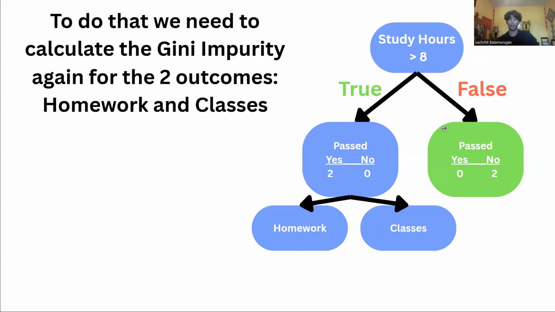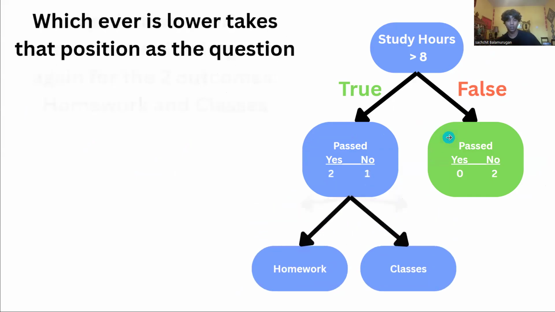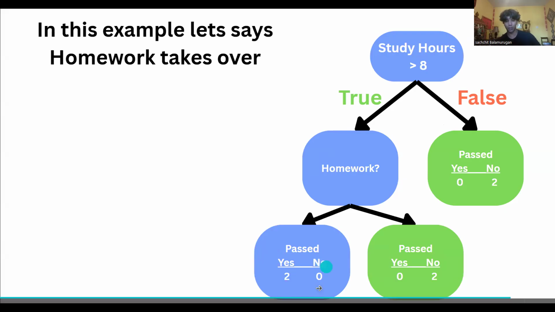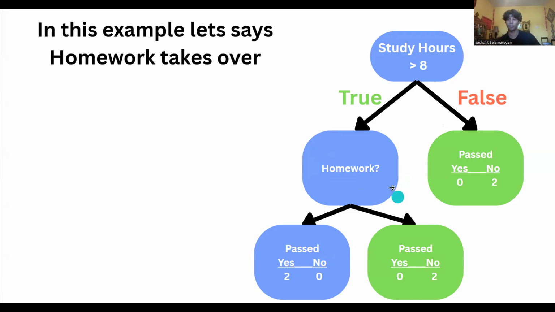To do that, we need to calculate the Gini impurity for the 2 outcomes. Okay, homework and classes. Okay, so we need to calculate them for both. So let's go. Whichever is the lower one, right? Lower Gini impurity takes that. So now we do the same thing for homework and classes. Okay, let's do that. Okay, so we got pass 2, no, and then 0 for no. Okay, 0, 2. Okay, that's the data we got here. All right. We're just seeing for homework how many passed yes or no from the data.